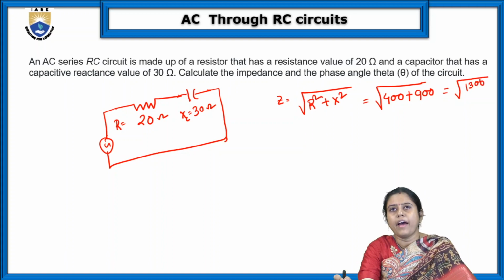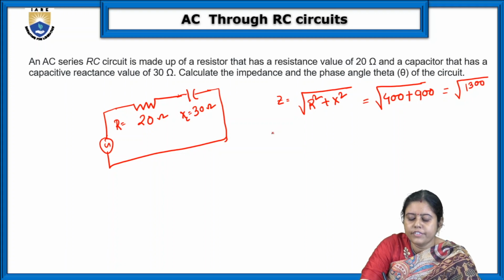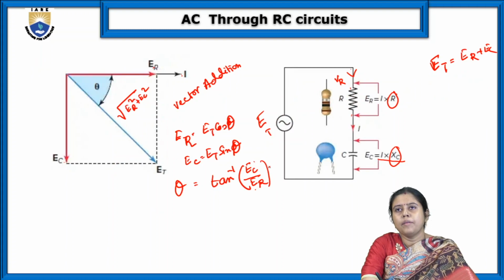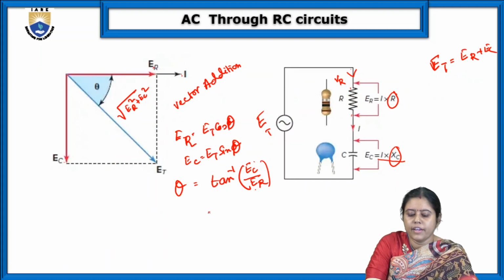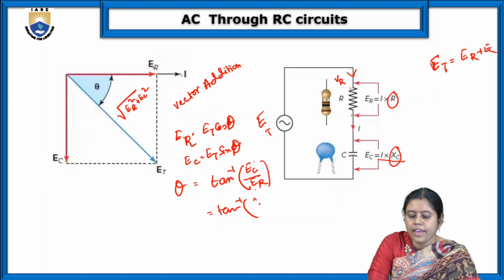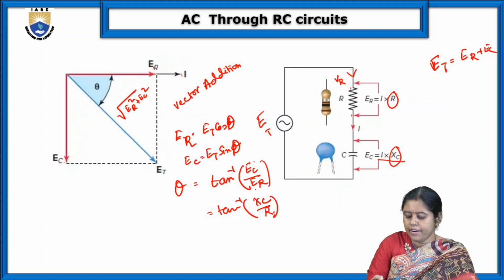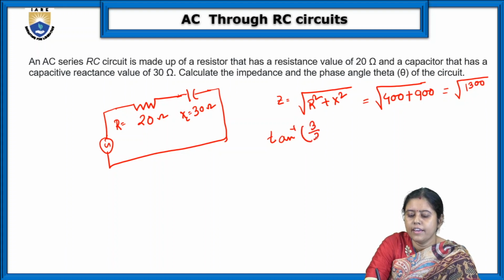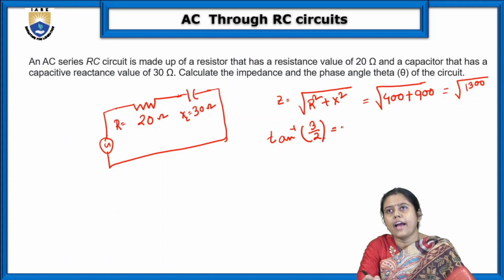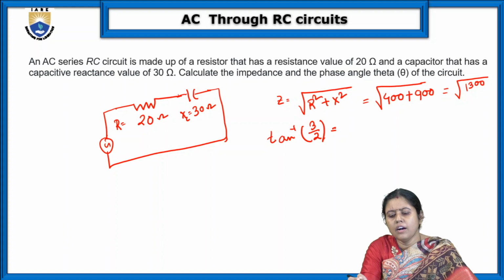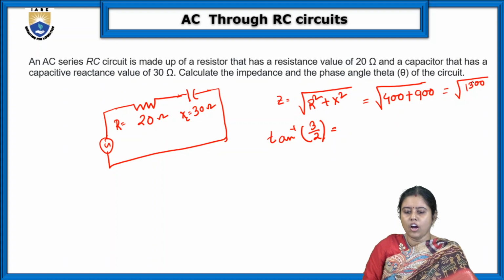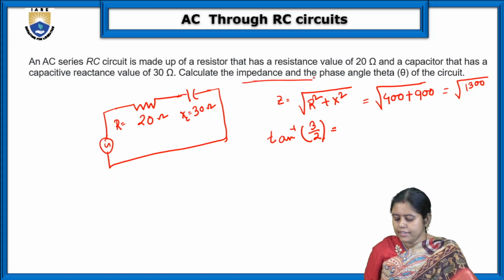And how to get the value of theta? Again I am coming here, what is EC by ER? If I divide it by I, we will get tan inverse of XC by R. So what is the value we will get here? Tan inverse of 3 by 2. So if we calculate it, we will get the value of the phase angle of the circuit and the impedance.